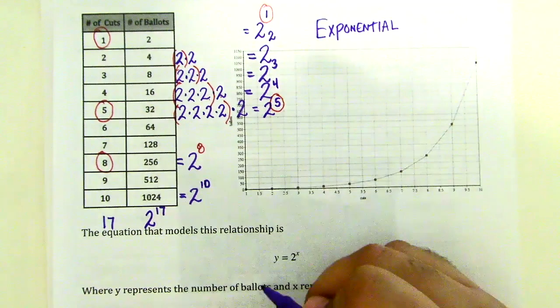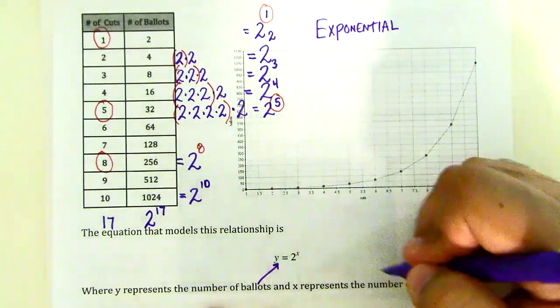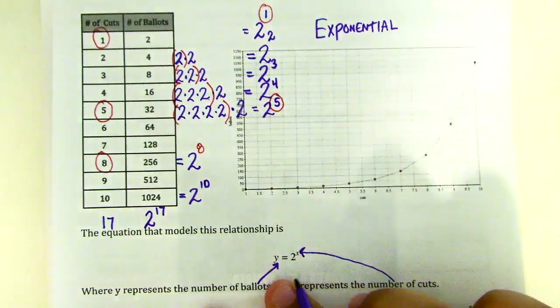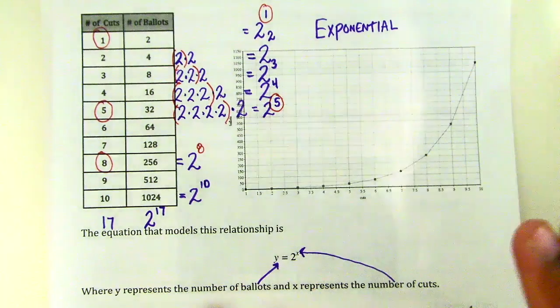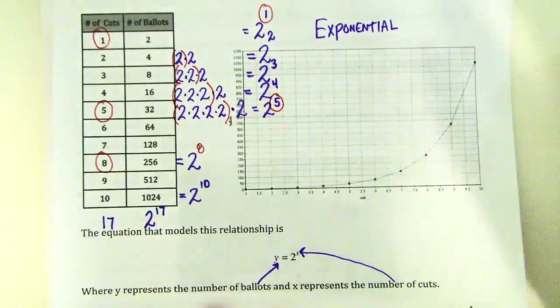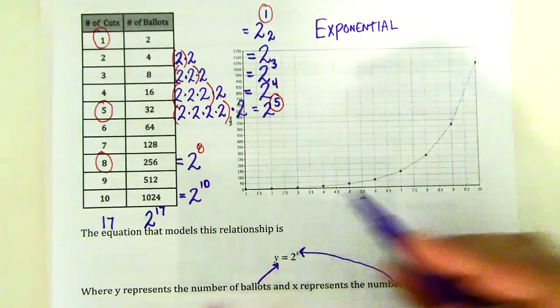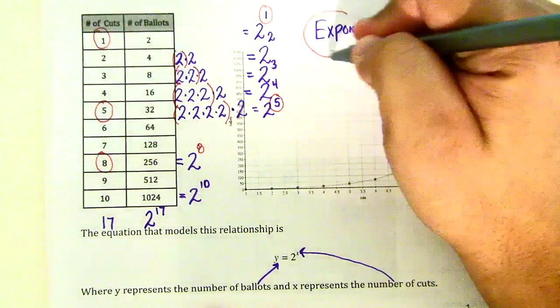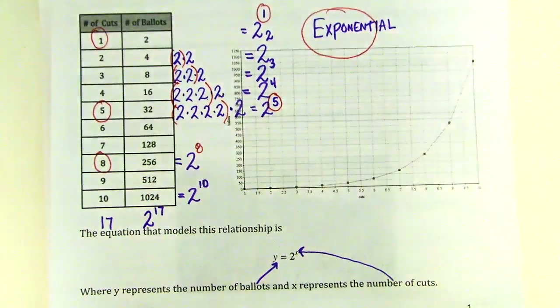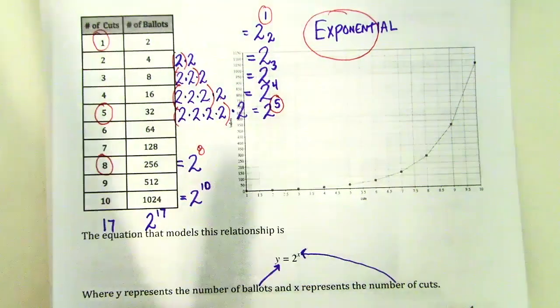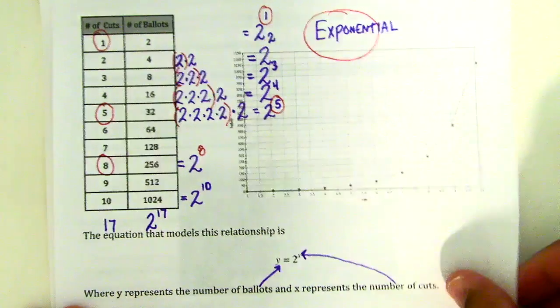That's when y is represented by the number of ballots, x is represented by the number of cuts, right? If this isn't making too much sense yet, don't worry about it. We're going to spend a lot of time looking at these in the future. But the main thing to realize is look where our x is. Our x is the exponent, so that is why this is called an exponential relationship, because we have x as an exponent there. Again, don't focus too much on the equation. I just wanted to explain why this is. If it's not making 100% sense yet, don't worry, that's not our goal for today.